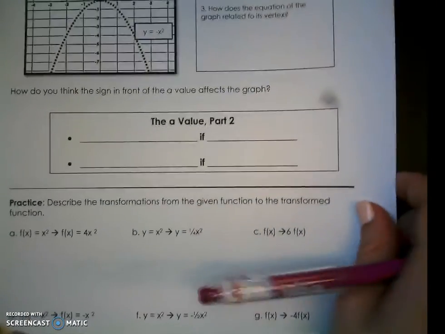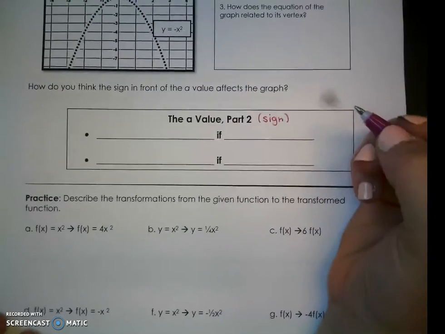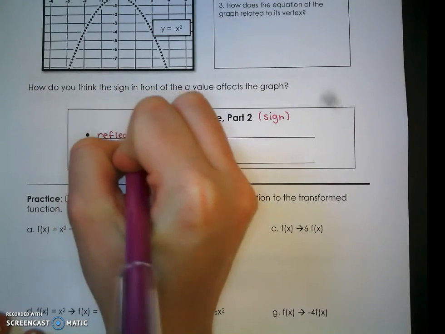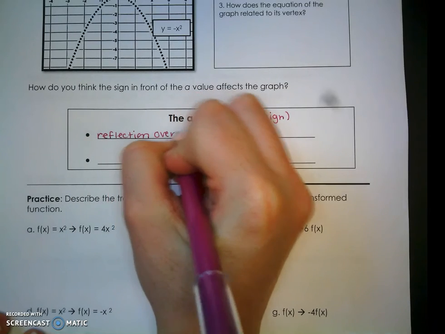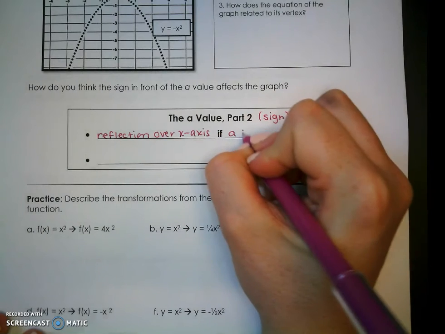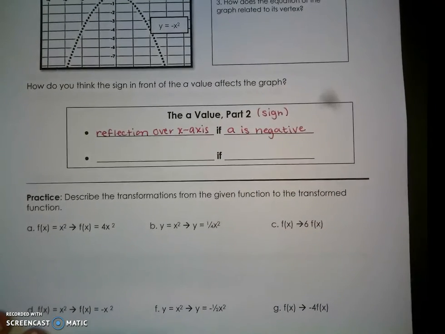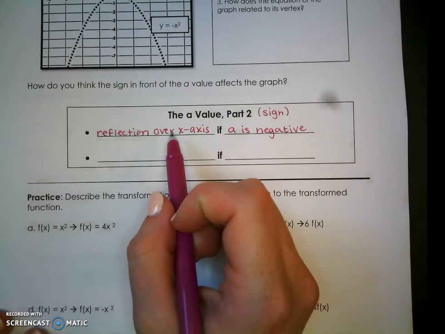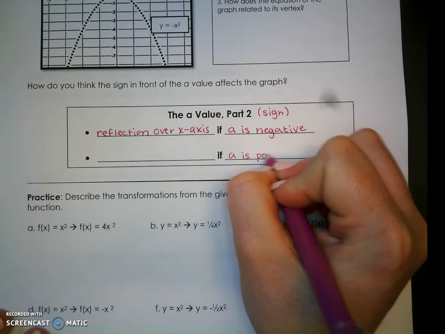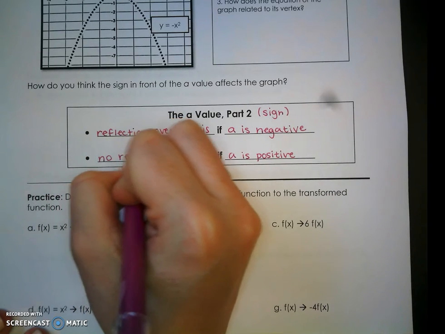The other thing a tells us, this part is all about the sign, is whether or not there is a reflection. Right? The only type of reflection we care about is a reflection over the x-axis. That's going to happen if your a is negative. So regardless of if the number is bigger than 1 or smaller than 1, if it's negative at all, then there's a reflection over the x-axis. If your a is positive, then there is no reflection.